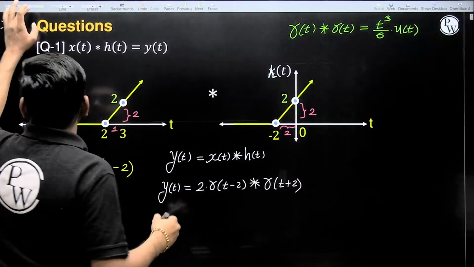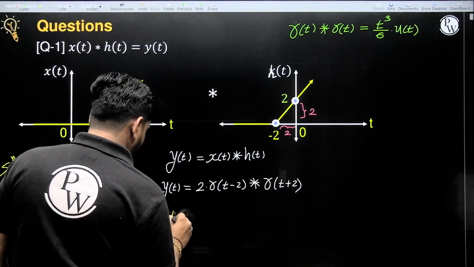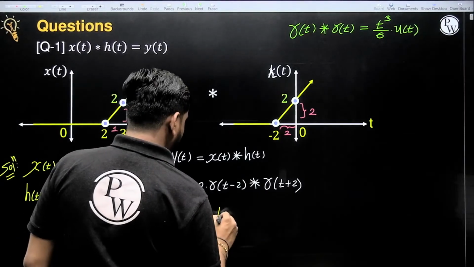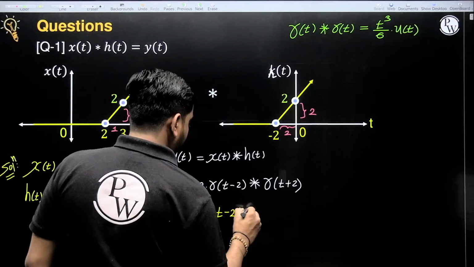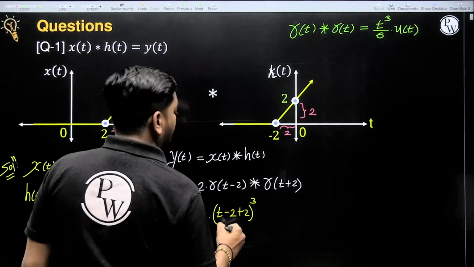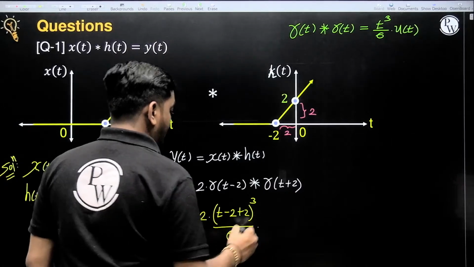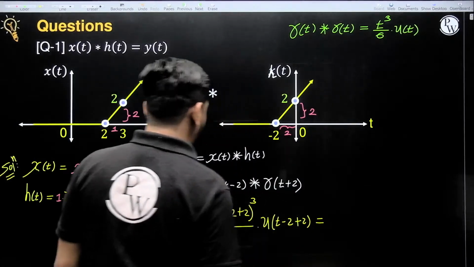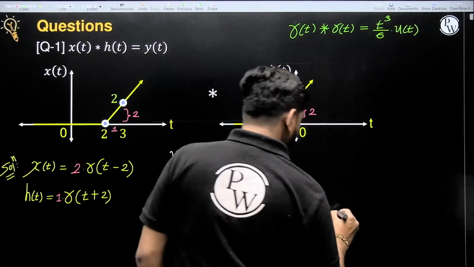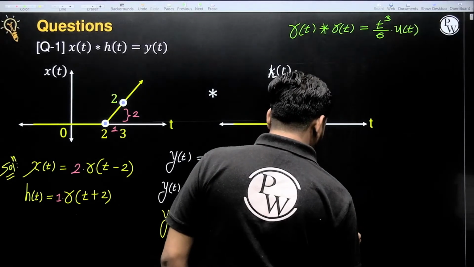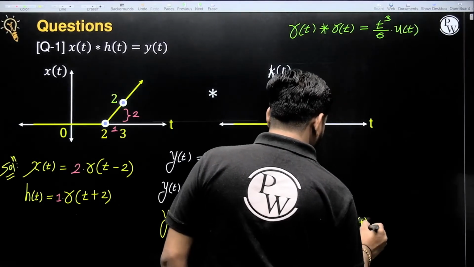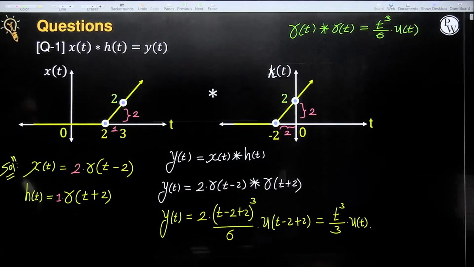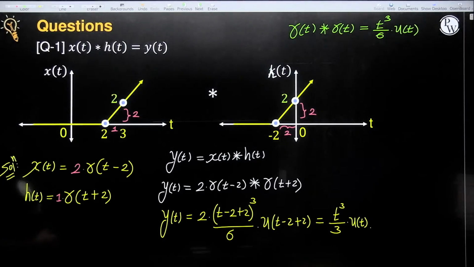So here, the final answer: y of t is equal to 2 times t minus 2 plus 2, whole cube, divided by 6, into u of t minus 2 plus 2, which is equal to t cube by 3 into u of t, fine. T cube by 3 into u of t, this is y of t.